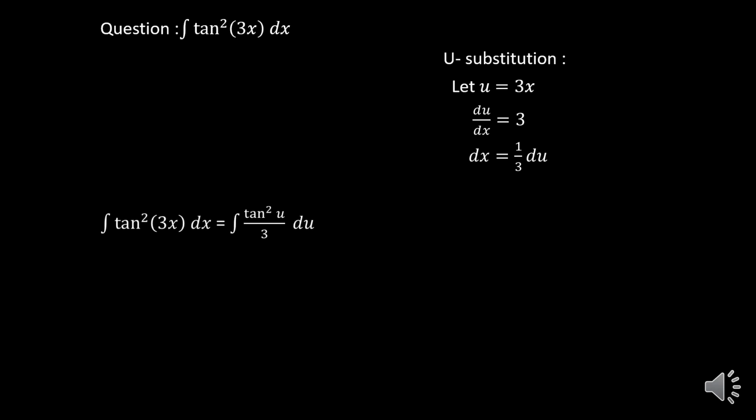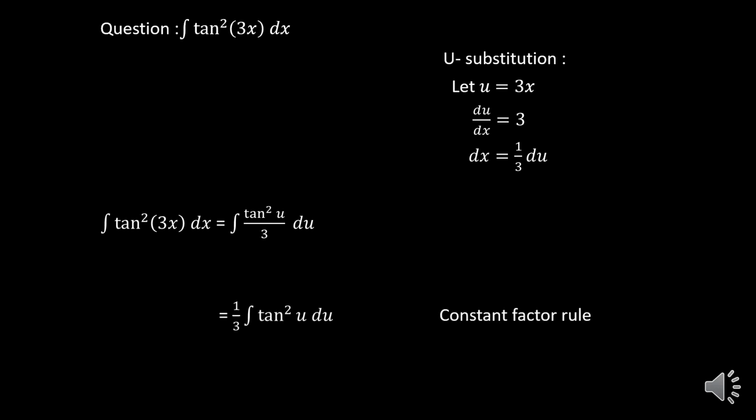By using the u substitution, let u is equal to 3x. So we make the 3x become u. So we will find du over dx is equal to 3. So after that, we will get dx is equal to 1 over 3 du. So integrate tangent square 3x dx is equal to integrate tangent square u over 3 du.